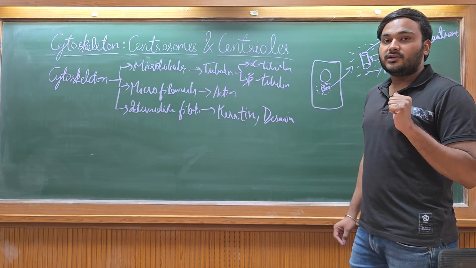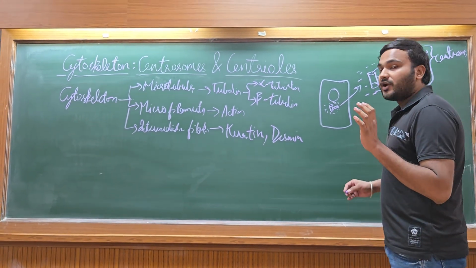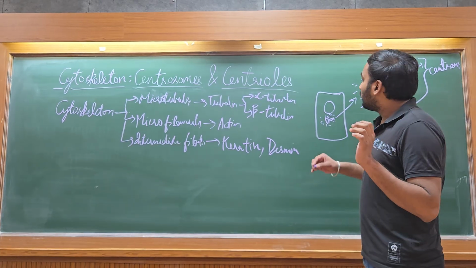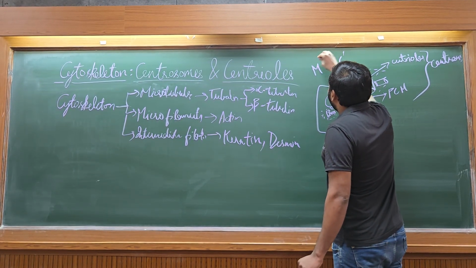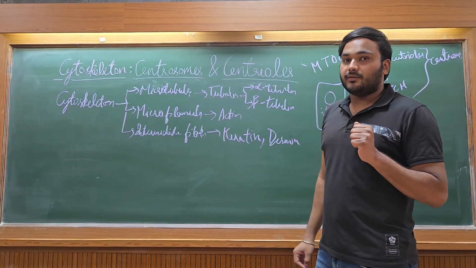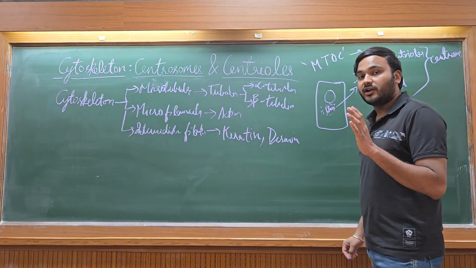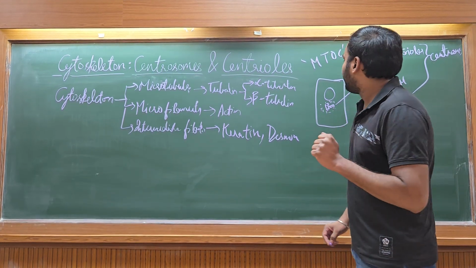So how do plants form spindle fibers for cell division? In plants we have a different structure called the MTOC, that is, the microtubule organizing center, through which plants form the microtubules which are necessary for the formation of spindle fibers.